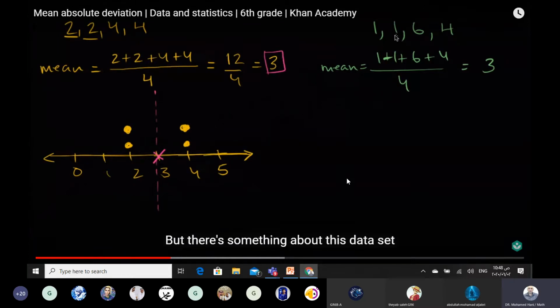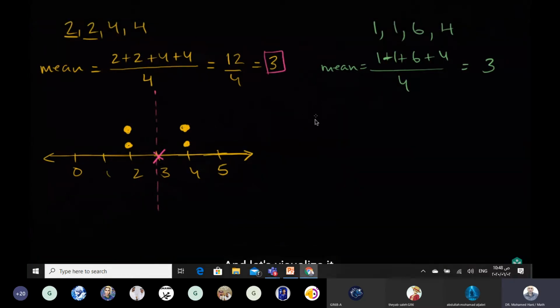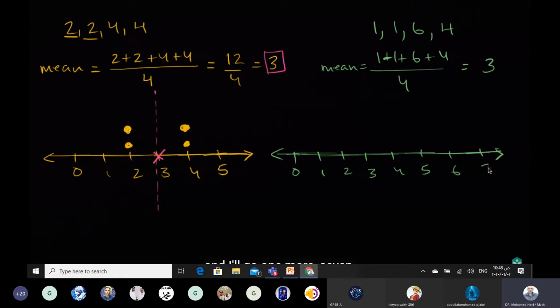But there's something about this data set that feels a little bit different. Let's visualize it to see if we can see a difference. So now I have to go all the way up to 6. So let's say this is 0, 1, 2, 3, 4, 5, 6, one more, 7.